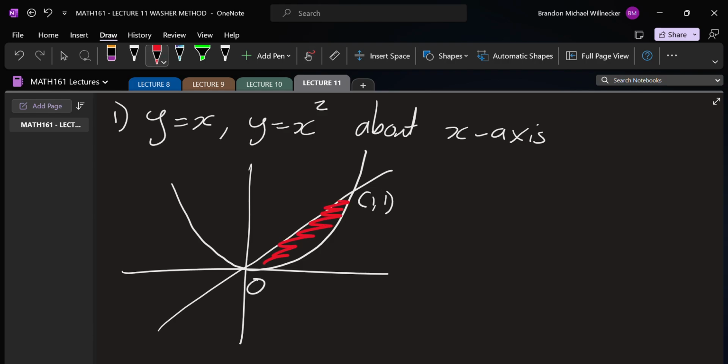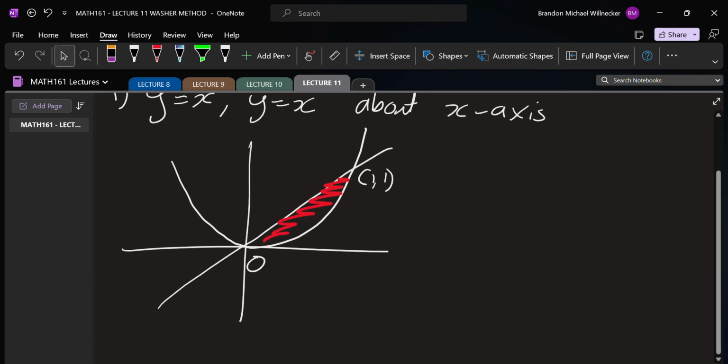Okay, please, in the quizzes and assessments and so on, please shade in the region so I know what you're working with. If you just draw the curves and no region, I don't know what you're working with. So please make it clear where the region is. And then once you make it clear, it's very easy to see what the volume would be.